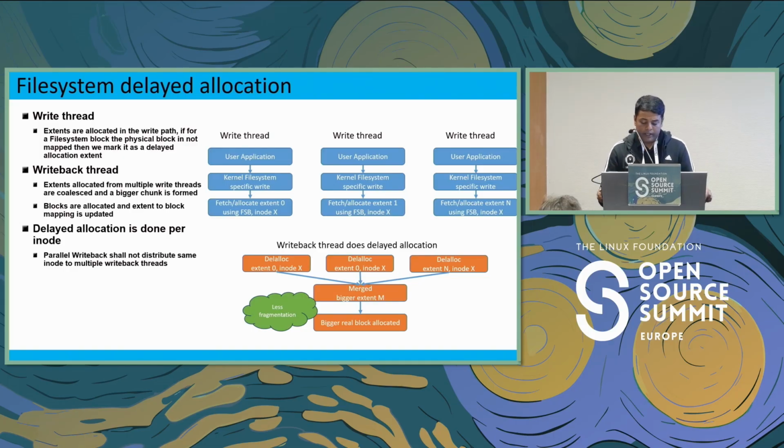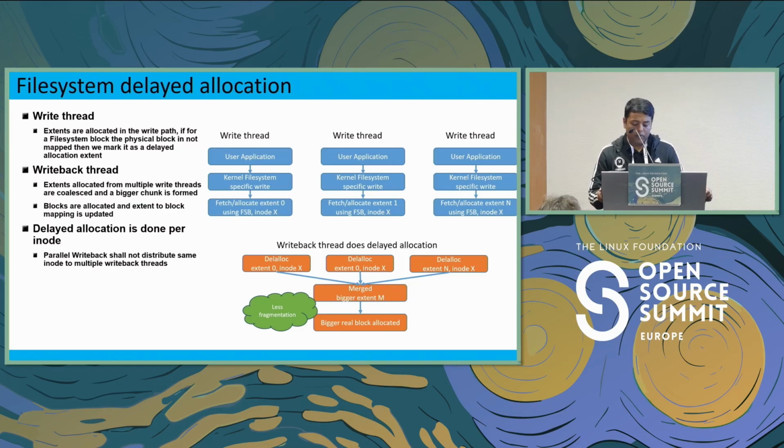So it sees, for a particular inode, the number of extents which are present, and it tries to merge the extents and form a bigger extent. An extent is the file system block number mapping to the disk block number. That mapping is updated, and since the merging is there at this place, we get a bigger real block allocated, and we get lesser fragmentation.